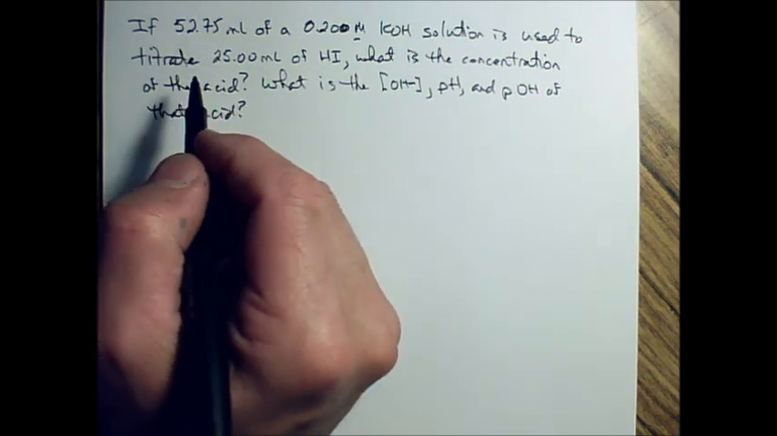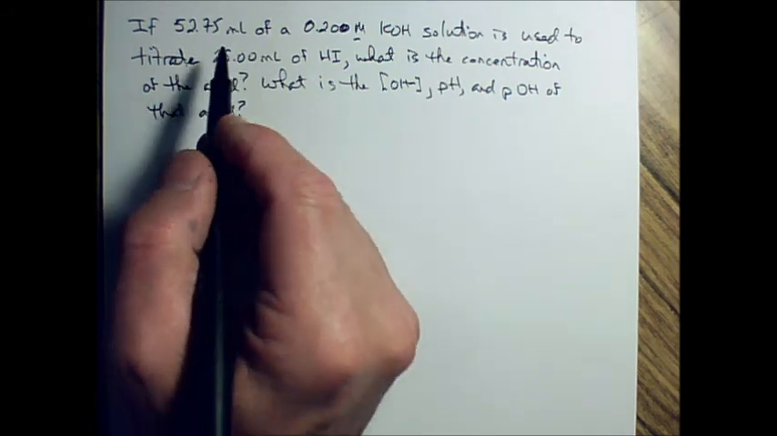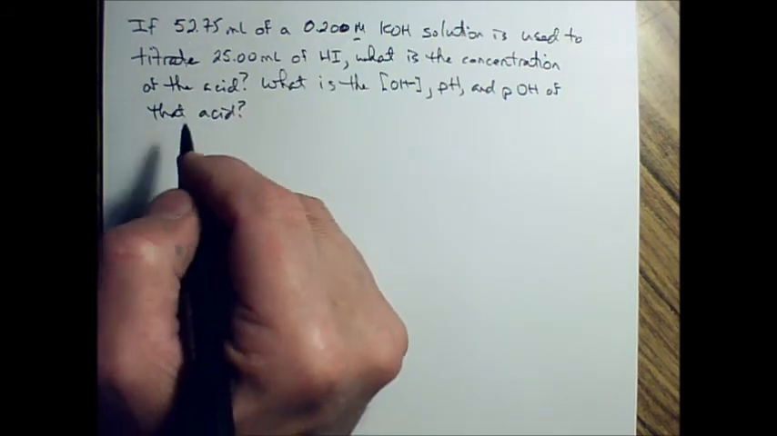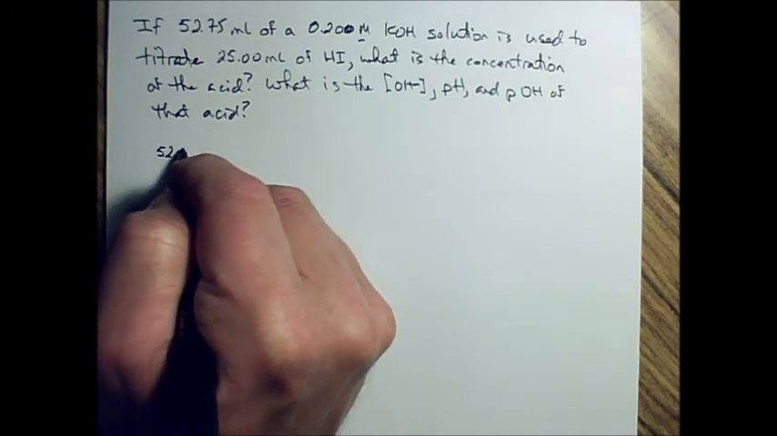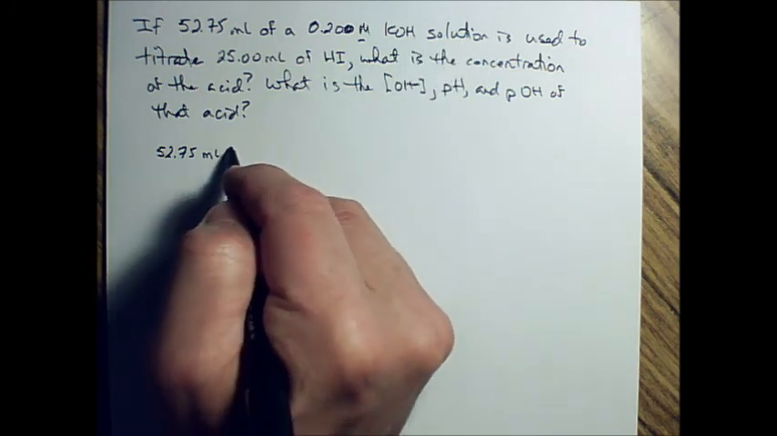We're going to start with the amount. We always start with the amount, not the concentration. Okay? You start with the amount of the species whose concentration you know. So we know 52.75 milliliters of this KOH solution.